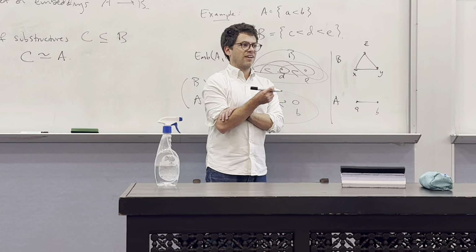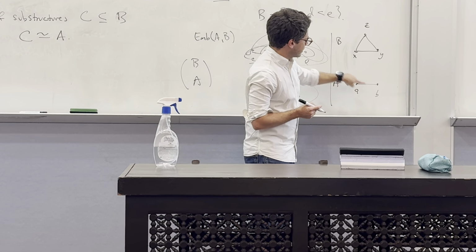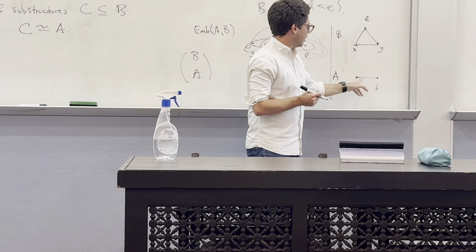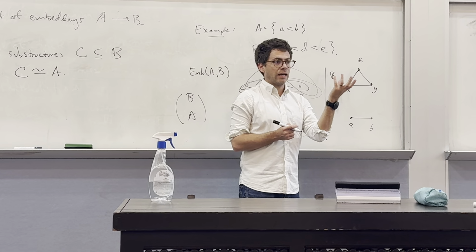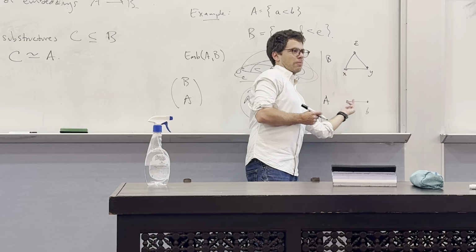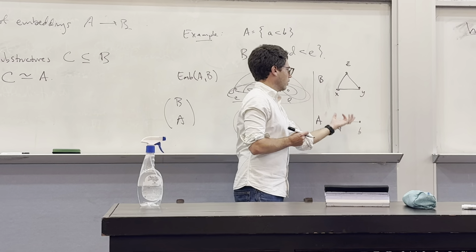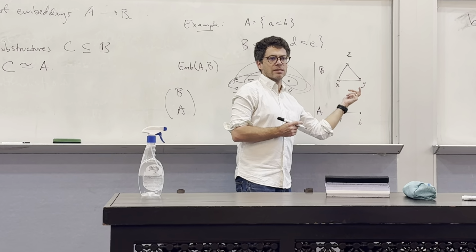Yeah, now it's 6. Why? Because any injective function from here to here will work. I can send A to X and B to Y, or I could send A to Y and B to X. So the image will be the same, but the actual function will be different. The difference is that there's an automorphism of this structure, namely, I can swap these two things. So even though they have the same image, they're different functions.